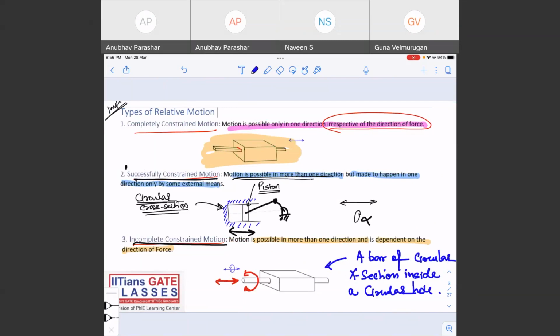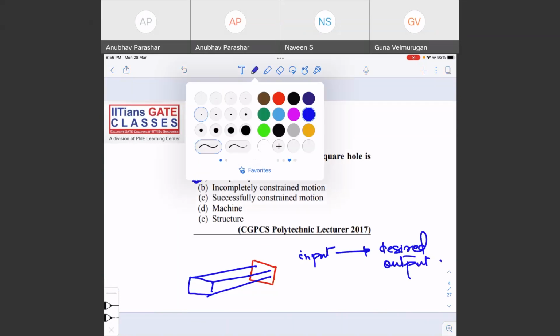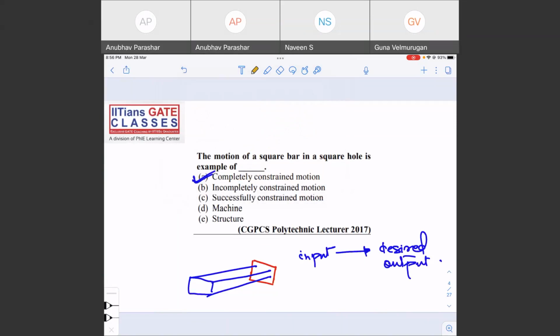No, we'll not go for all. We will not look for incomplete constrained motion. For example, I'll just give you an example. In any machine, once you put in the input, you want a desired output, right? If you put the input, you want a desired output, right? So this desired output is very, very important.